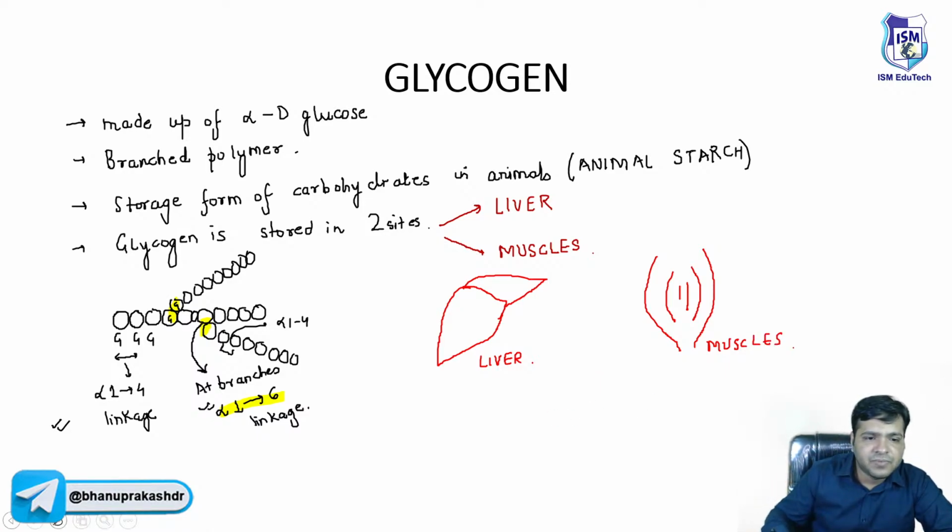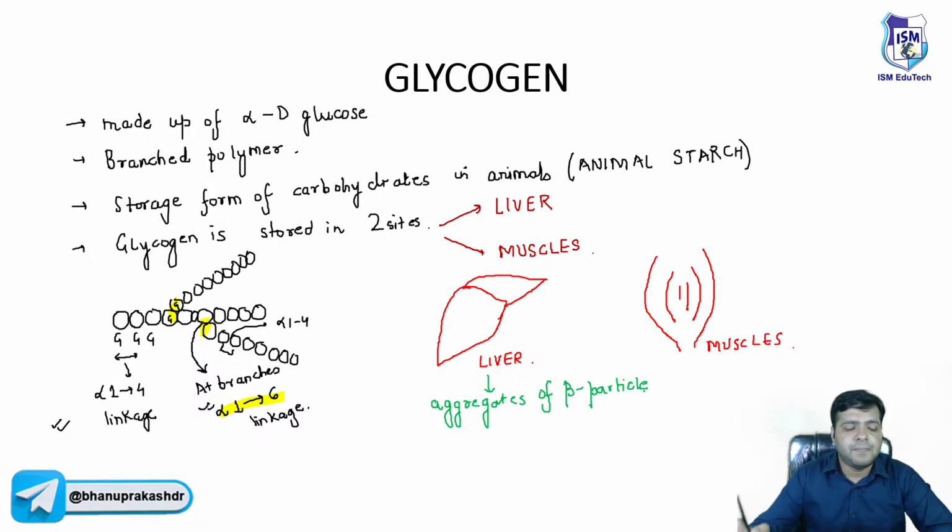Now in the liver, remember the glycogen is stored as aggregates of beta particles. For the time being, just remember the term. These aggregates of beta particles are also called the rosettes of beta particles.